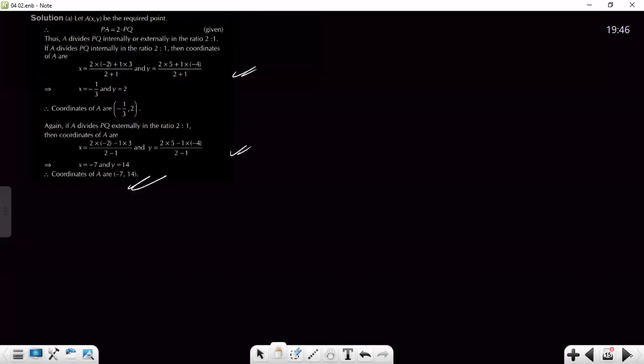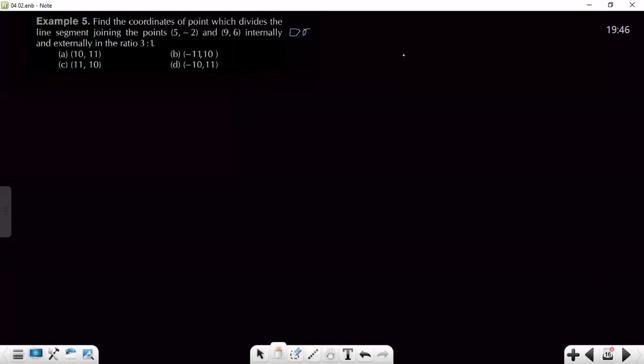Coming to the next. In this, there's a misprint. There's 4 here. We have to find the coordinates of the point which divides the line segment joining these two points internally or externally in the ratio 3:1. So it's not given whether the division is internal or external. We have to look for the points for both divisions and then match the result with the options.